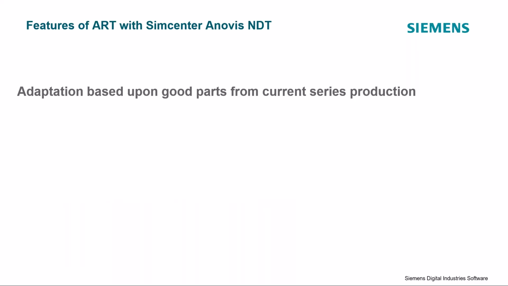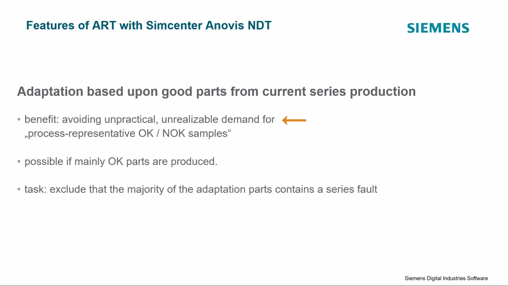The adaptation, I already mentioned, is based upon good parts from current series production. The benefit, okay, I told it. It's avoiding the impractical, unrealizable demand for process-representative OK and not-OK samples. Give me an example for every fault that can occur and has ever occurred and will ever occur. No, not like this. And this adaptation is possible if mainly OK parts are produced. What does this mean? Well, if you have 50% scrap, then we will not know which are the good parts and which are the bad ones.